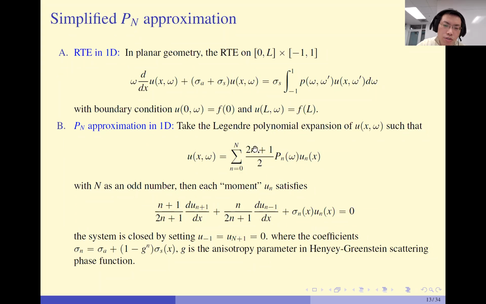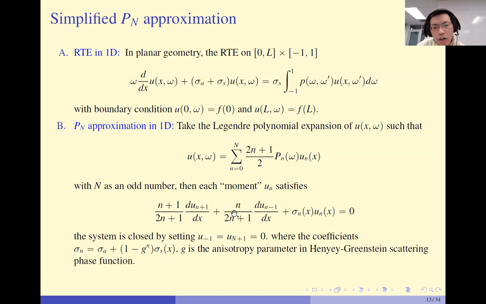So in order to solve this, we need to close this system. One way to do that is to truncate the moments, saying that the moments of order -1 and n+1 are all zeros. Then we close the system, and the coefficient sigma_n is just a combination of the absorption coefficient and the scattering coefficient, with a multiplier related to the anisotropy parameter from the Henyey-Greenstein model.